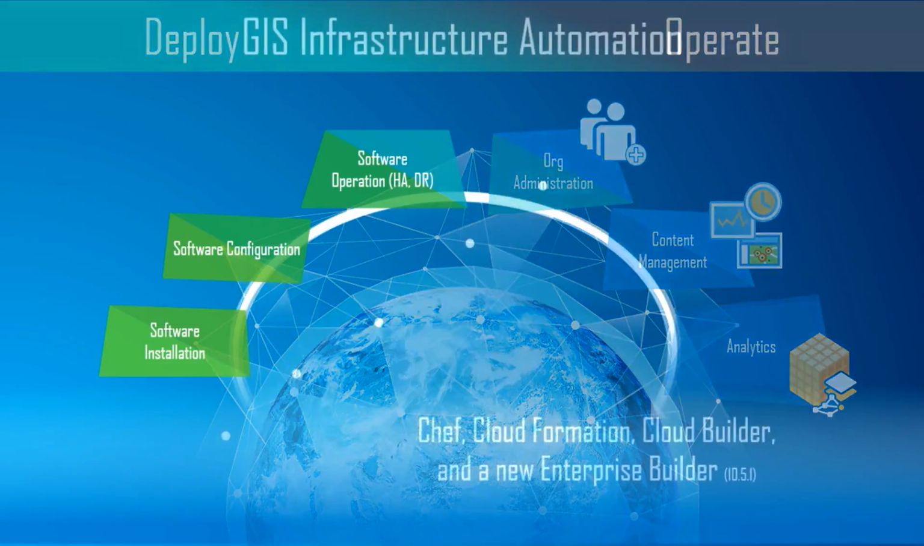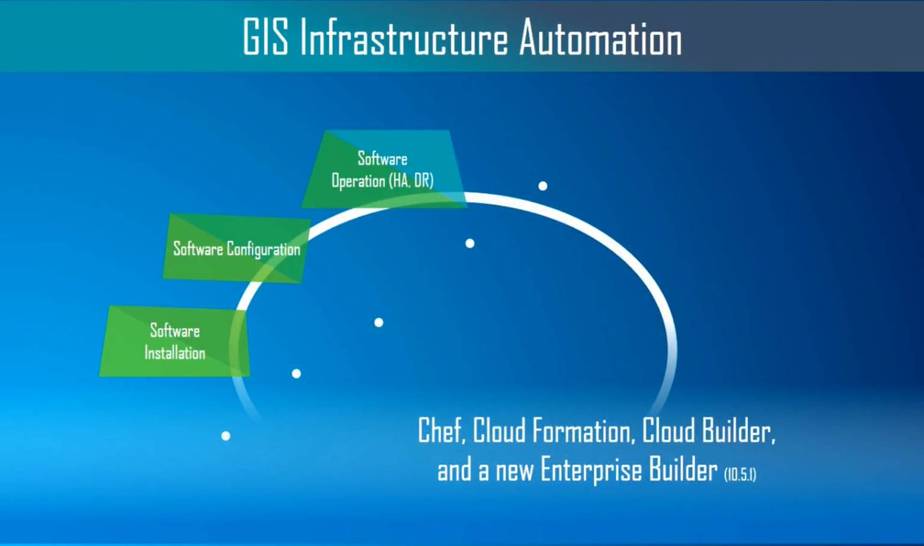So on the left we have the infrastructure automation. If we dive into this a little bit deeper, we have things today that actually support you in this area, from software installation to configuration to even setting up how software can operate in a highly available scenario or a disaster recovery. Esri today provides a number of tools to help you in this area. Chef, which we're learning here today.